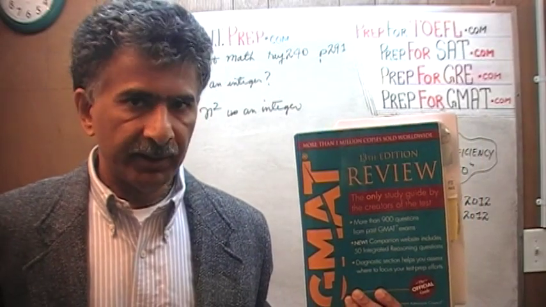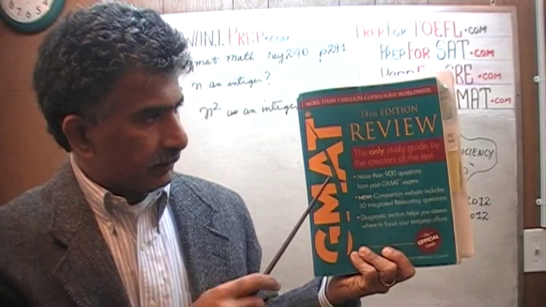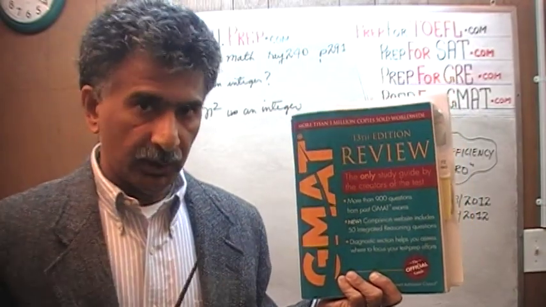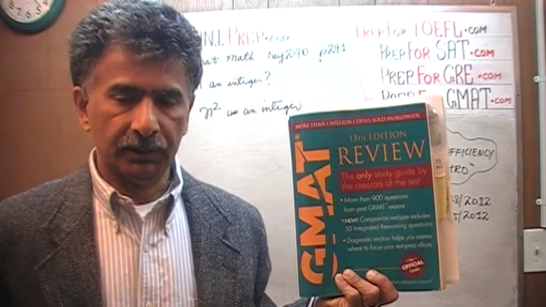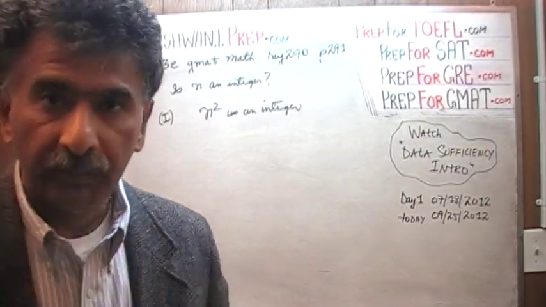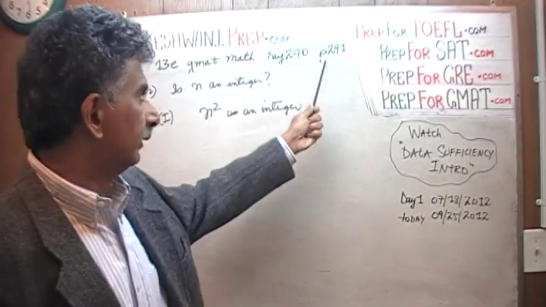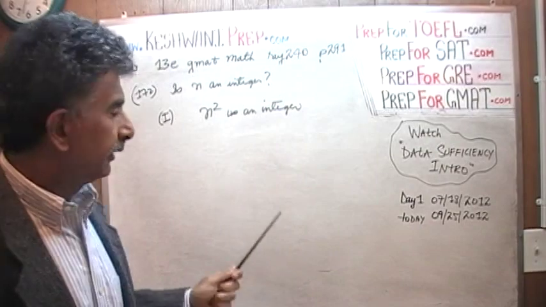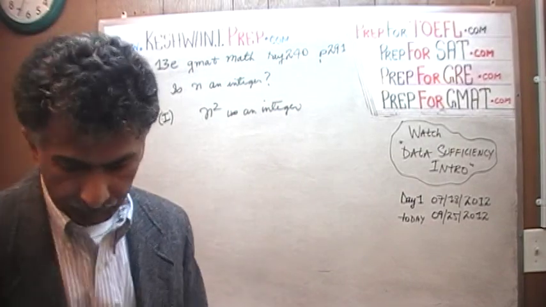We have been solving GMAT math problems out of this book here, GMAT Review, the official guide, the 13th edition. If you do not own this book already, purchase one immediately. You're going to need it. The problem that we are about to solve is the one that you will find on page number 291. Please turn to it. Page number 291, today's our lesson number 240, problem number 172 is what we're going to do.